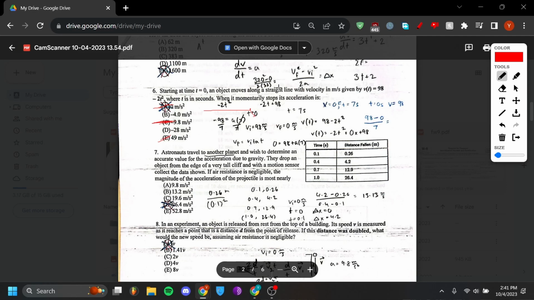Oh, I guess you could just do the derivative again. So you could just do negative 4t equals a of t. And then just look for when it's negative, or when it stops, I mean, negative 4x, right? So when it momentarily stops, its acceleration. So this is acceleration.